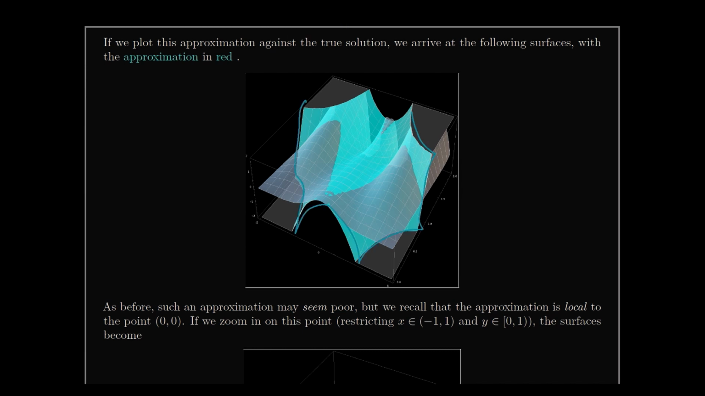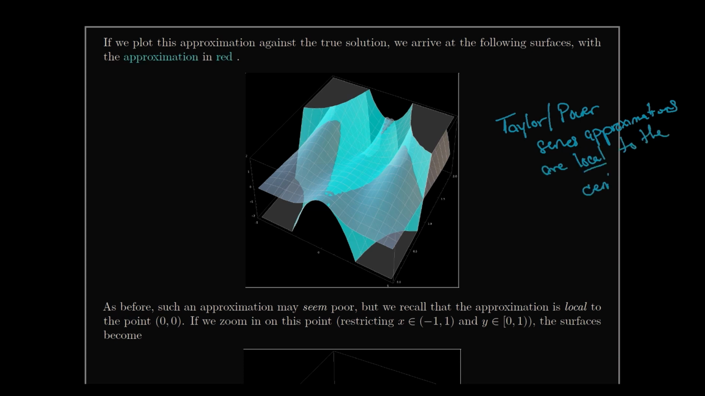It maybe doesn't look awesome, but what we can think about is, once again, Taylor or power series approximations are local to the center. And where's my center here? In this case, that's 0, 0. That's this point. We're in the middle. So that point, you imagine if I just zoomed in on that section, my approximation gets a lot better.